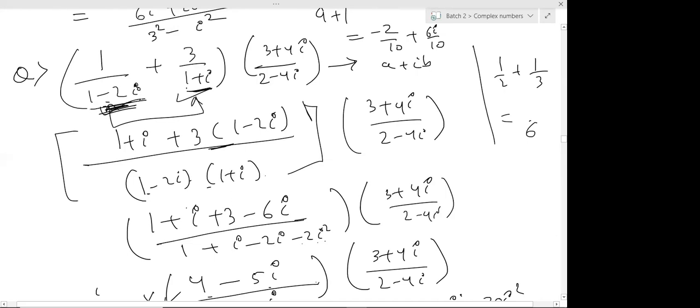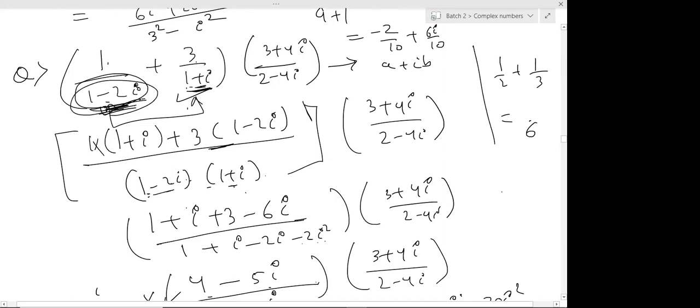Now, here in the denominator, we have 1 minus 2i. So when you divide, this will be cancelled. This will remain. So 1 into 1 plus i. And in here, 1 plus i will be cancelled. So 3 into this part.